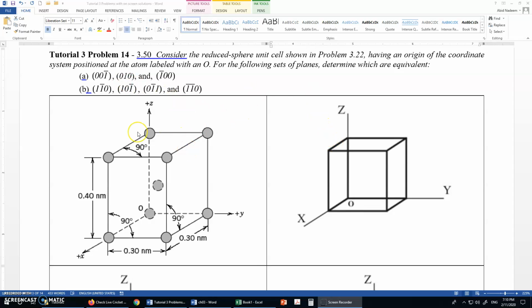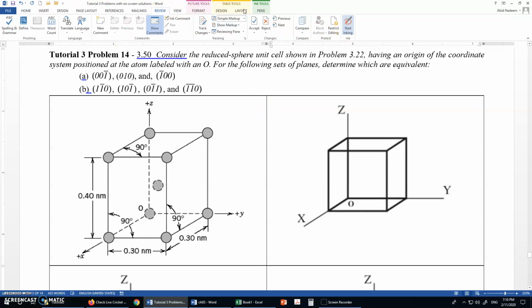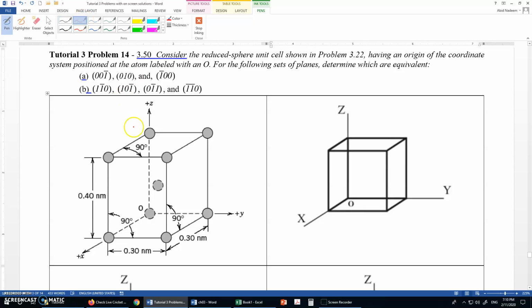So the planes will be equivalent if they have the same atomic density along those planes. So let's see this in part A. First see this plane.